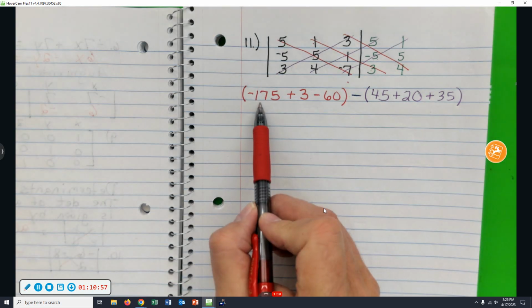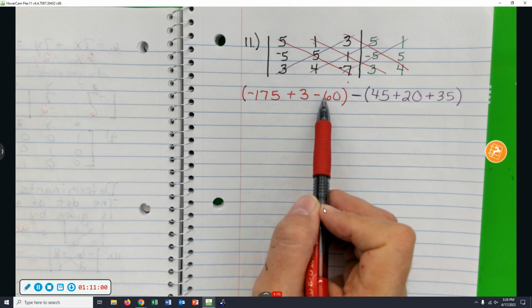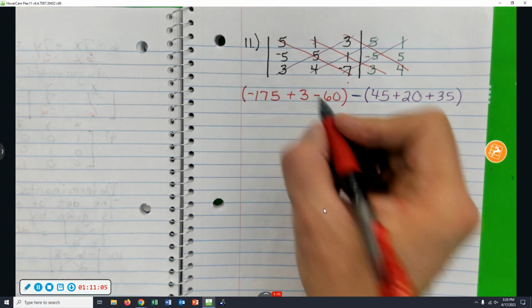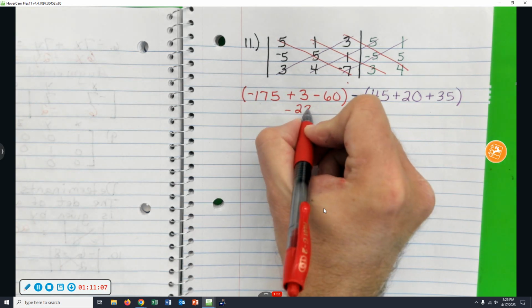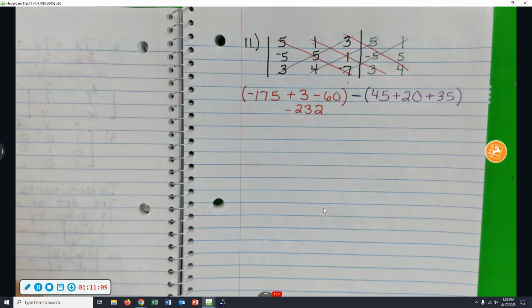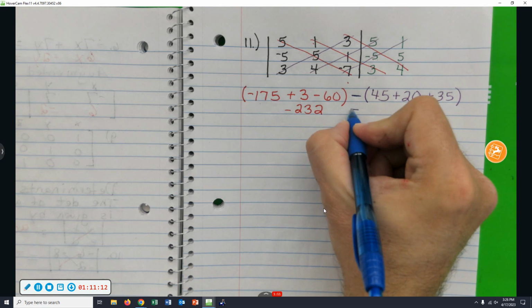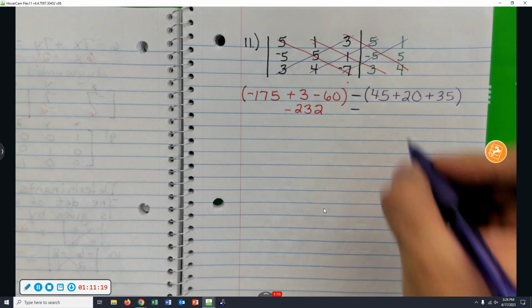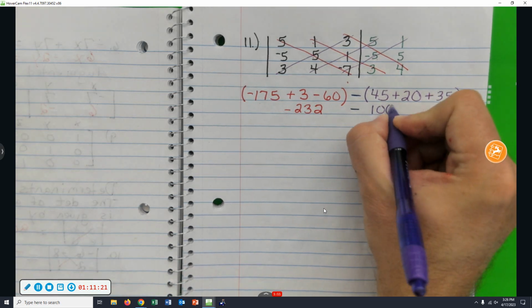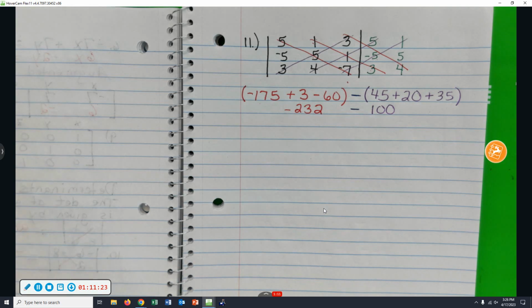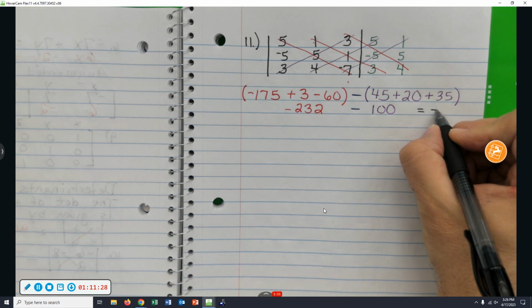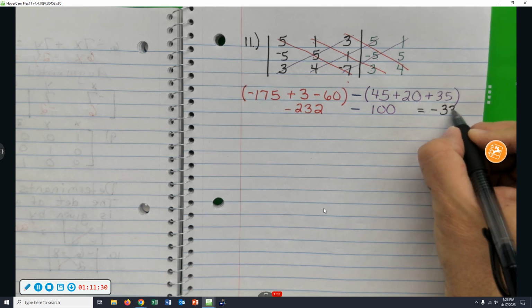So negative 175 plus 3 minus 60. What are we getting for this red set of parentheses? Negative 232. Then the minus 45 plus 20 plus 35. 100. So negative 232 minus 100 is a negative 332.